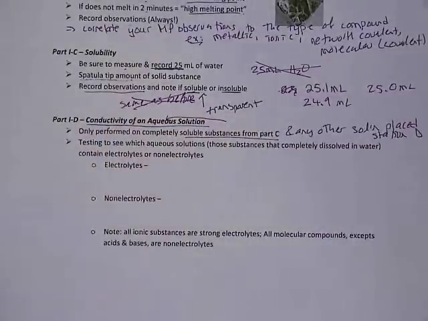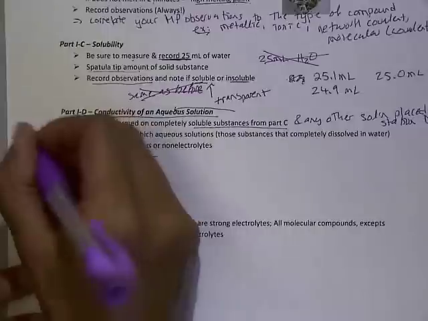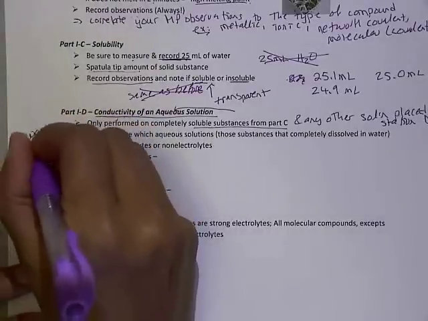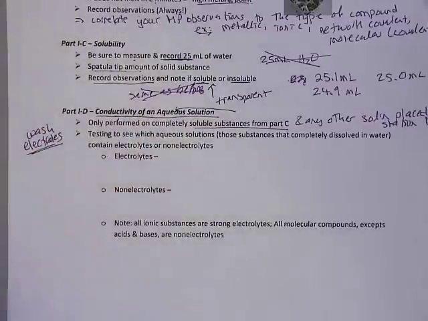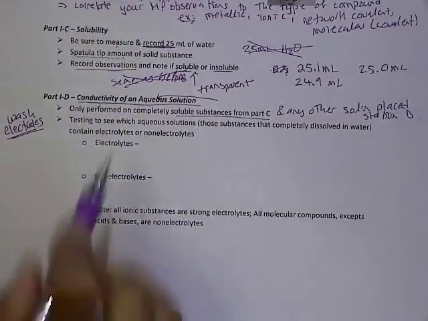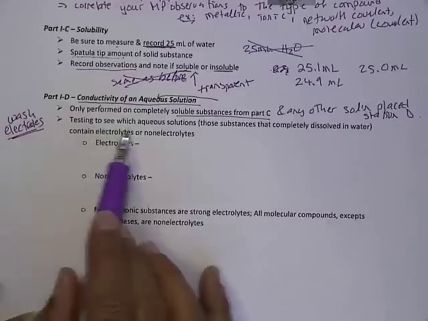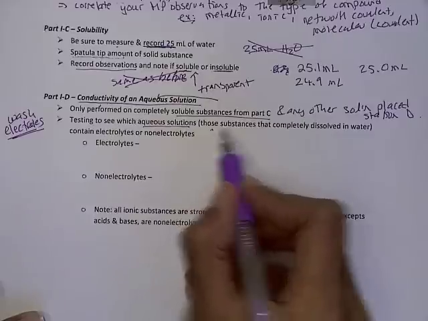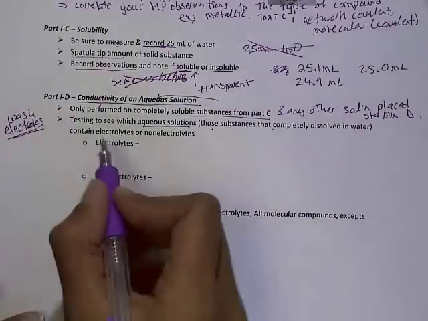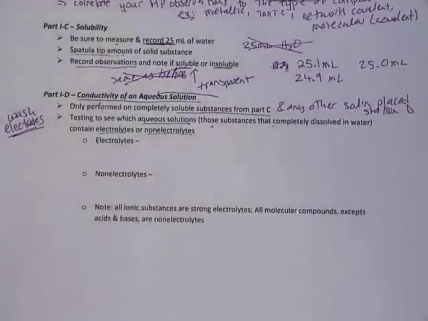Please note, for a conductivity test, the light bulb is very faint, so you and your lab partner might have to put your hands around the light bulb to really see if it's actually lighting up. Make sure you always wash the electrodes between runs, because if you don't, you're going to have residue and then you're going to contaminate the rest of the tests. So with the conductivity experiment, we're testing to see which aqueous solutions, again, I'm reminding you what aqueous solutions are. It's those substances that completely dissolved in water, contain electrolytes and non-electrolytes.